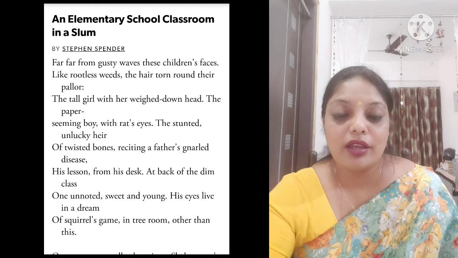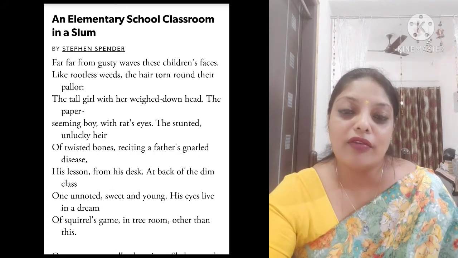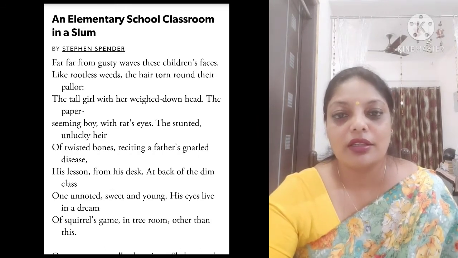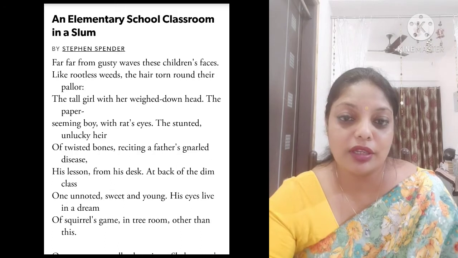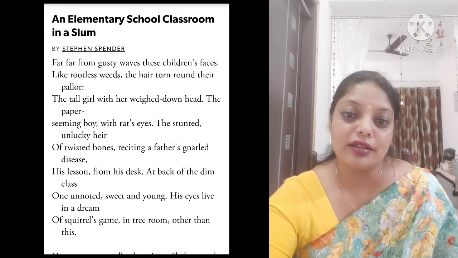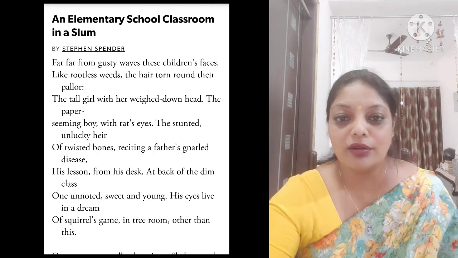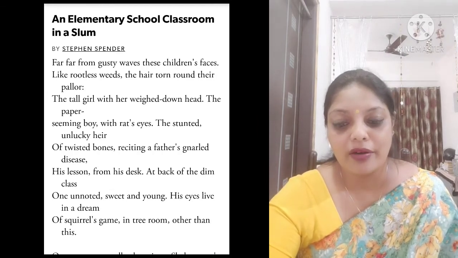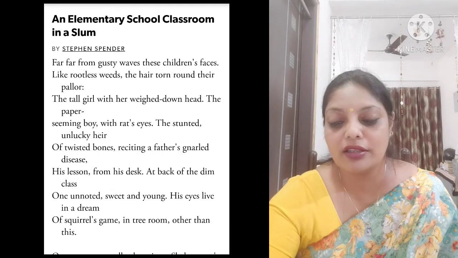We do not know about the circumstances in their homes, but looking at them, it seems that they live in very difficult circumstances. So he is so thin and his eyes are big. Like when you see a rat, you can see the eyes. And similarly, this boy also reminds of a rat. His physique, his look, his eyes, they resemble the features of the rat. The stunted, unlucky heir of twisted bones, reciting a father's gnarled disease.